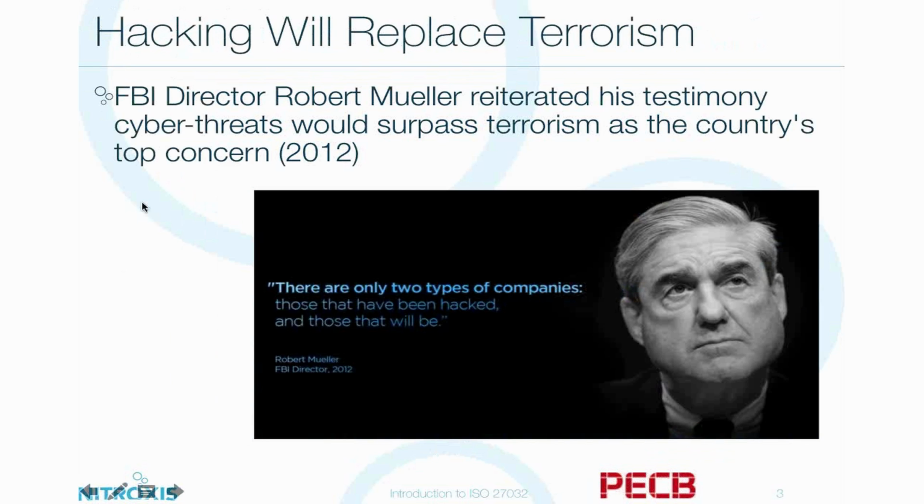Four years ago, the director of the FBI said hacking will replace terrorism, and it coincided with the release of this standard. I often say to my customers, there are two types of companies: those who take backups and those who never had problems. Finally, he explained the same, that each organization will be hacked. That's the reason why we really need to get prepared for that.